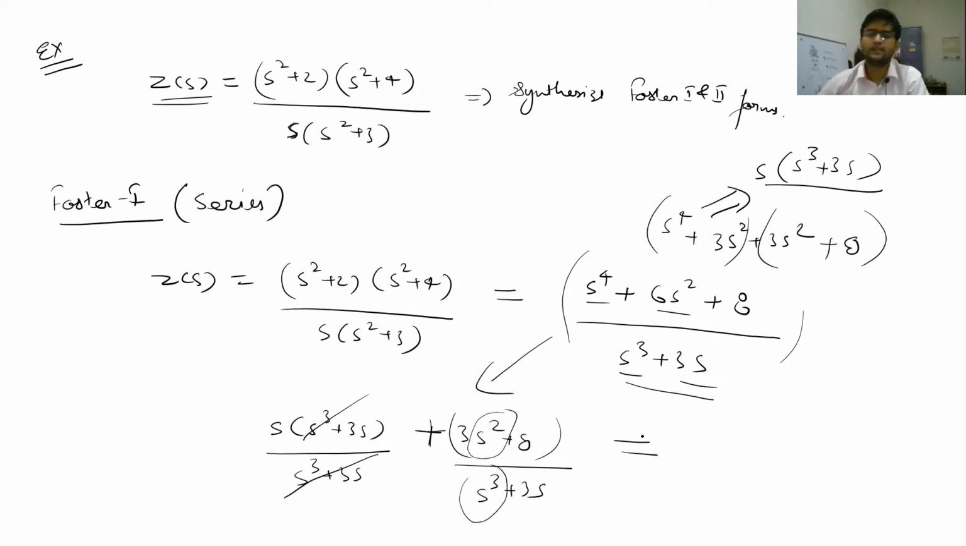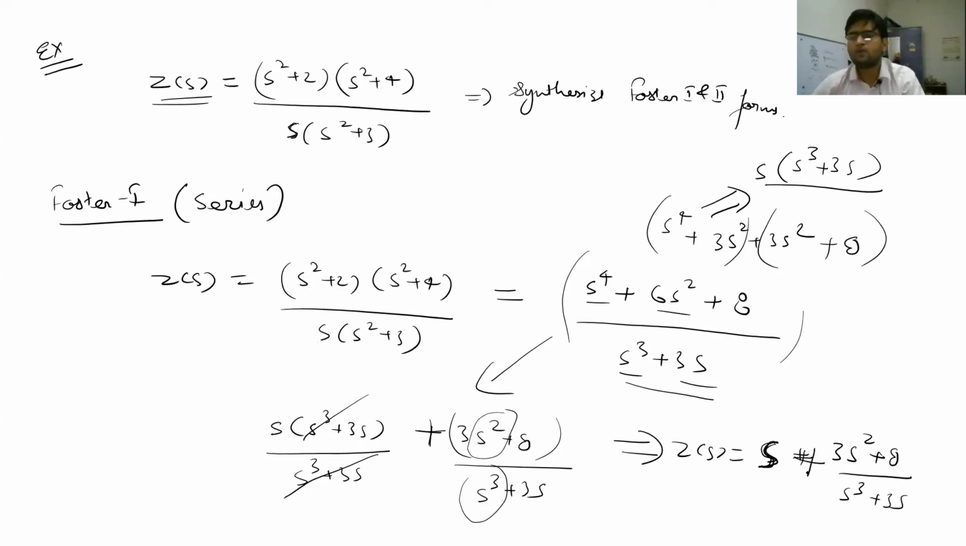So what you are getting is ZS is equal to s plus (3s square plus 8) divided by (s cube plus 3s). So you already got your first component s. Since this is an impedance function, this is going to be an inductor of 1 Henry. And now all we have to do is take the partial fraction for this component. So let us go forward.